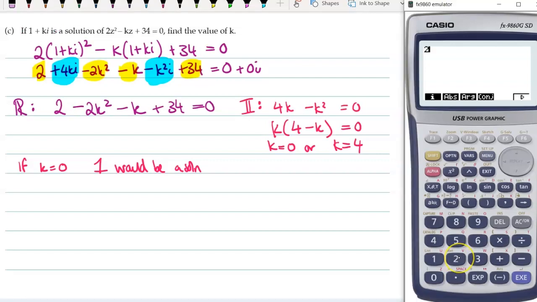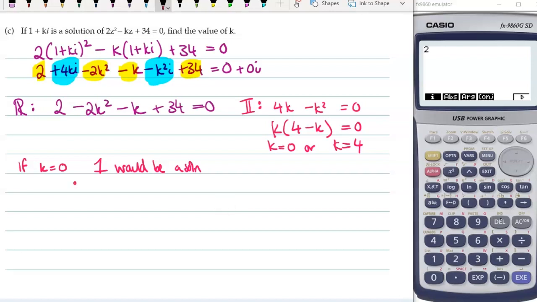Now if I do 2 times 1 squared, actually, let's pop that down here.